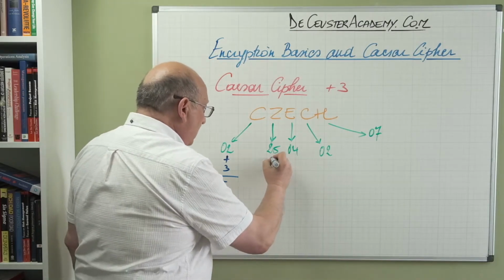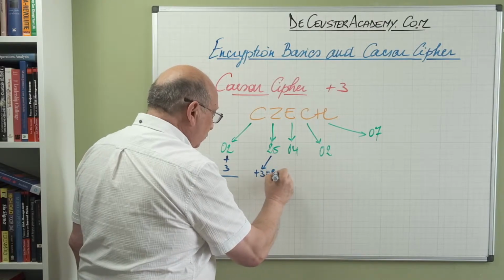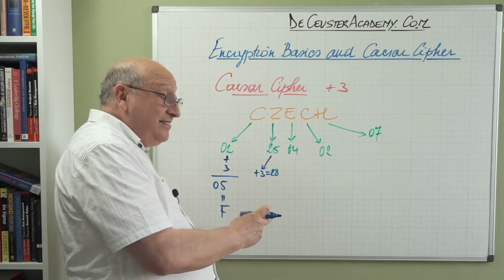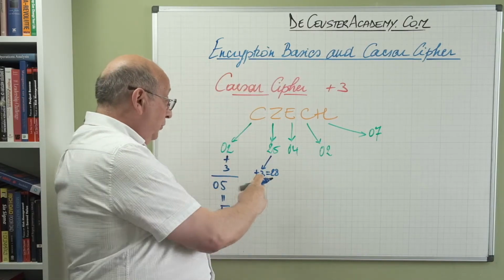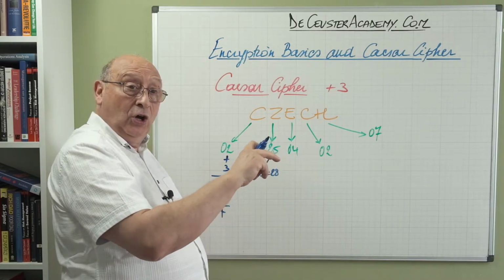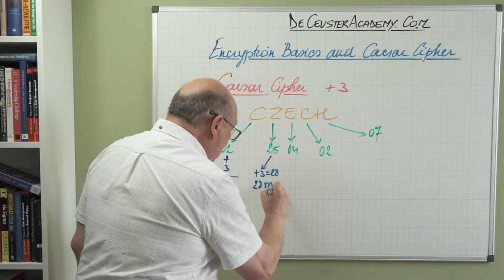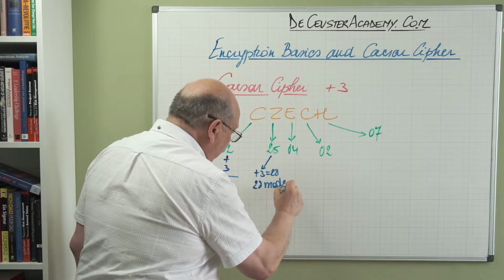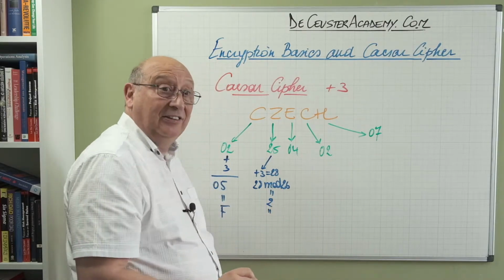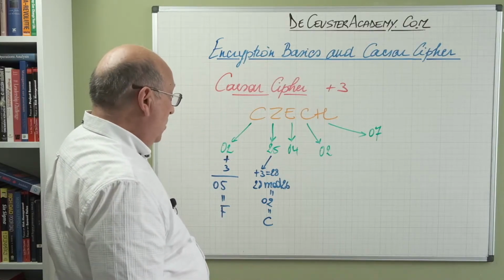Now we do the same with the 25. We do plus 3, which is 28, but we don't have number 28. So basically we go back to 0 when we arrive at 25. The next letter is 0, 1, 2. And we have 28 modulus 26 is equal to 2, or 02, which is C.